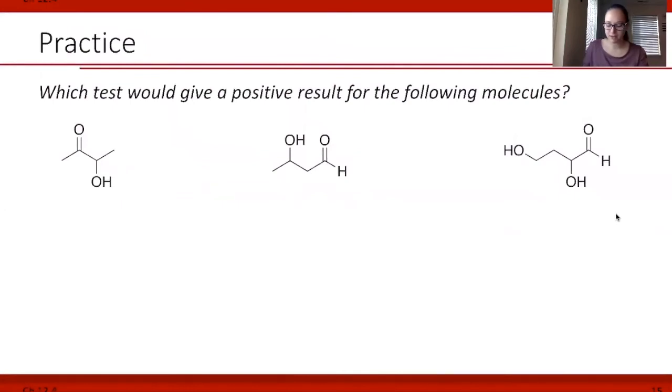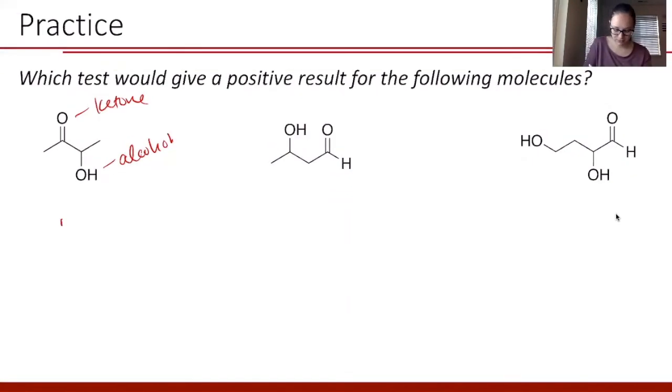What test would give a positive result for the following molecules? This molecule here, this first one, we have a ketone and an alcohol. So we do have the alcohol adjacent to the ketone. However, the ketone cannot be oxidized. It has to be an aldehyde. So no test.